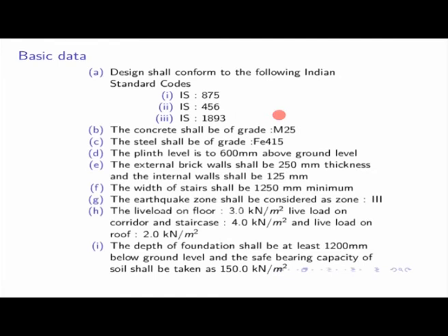Now there are certain basic data. Design, because this is something you have to know. So design shall conform to the following Indian standard codes. IS 875 for load combination, what type of load you are considering, that is important here. Say for example you are considering a residential building, what will be the load? If we consider a classroom, what will be the load? If we consider a library, what will be the load?